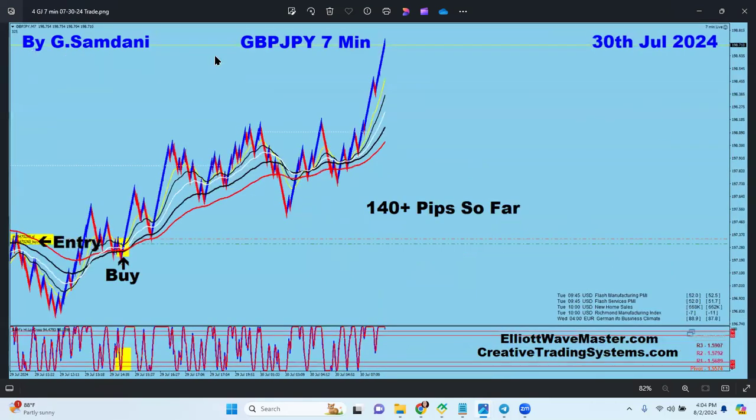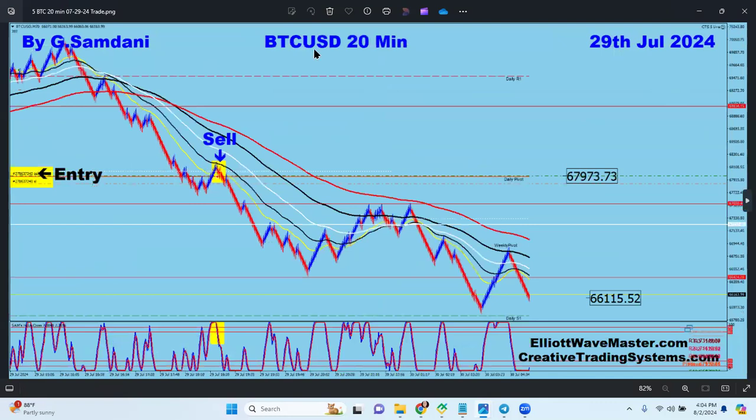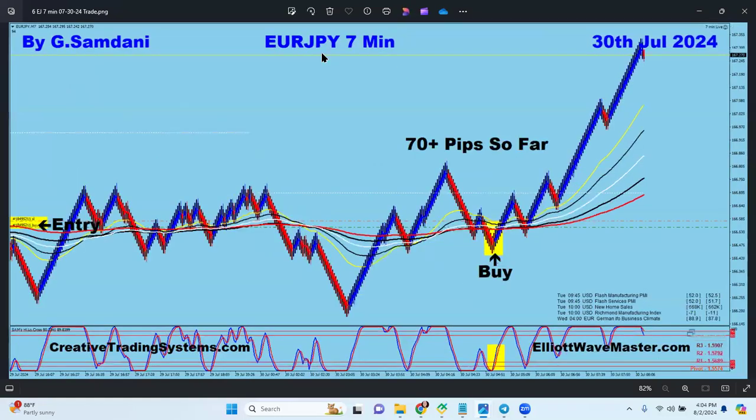And then on the 30th, you can see pound yen from 7-minute chart here. Beautiful entry here. And then it came down very close to my SL, but went up again for 140 pip. On the 29th, Bitcoin again from here to here, nice and clean, short trade. And this is euro yen from 7-minute chart. From here, the entry and 70 pip, buy orders right there.